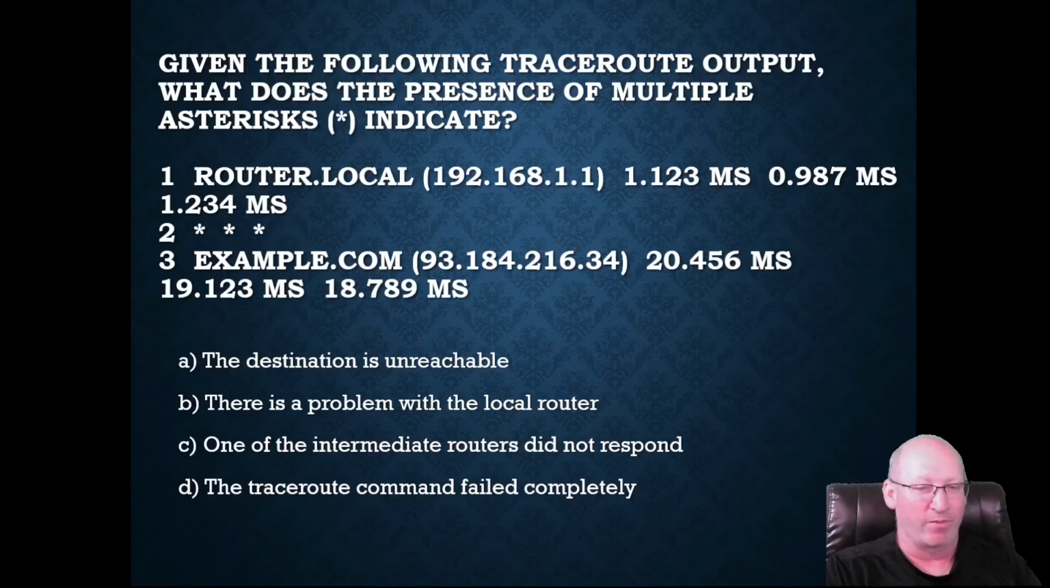I don't want you to know that information. And the best way to do that is just turn off ICMP. Excuse me. And so one of the routers did not respond. That is the correct answer. And we know that because it went from 1, it didn't respond on 2, and then it went to 3. And so that would be the correct answer.